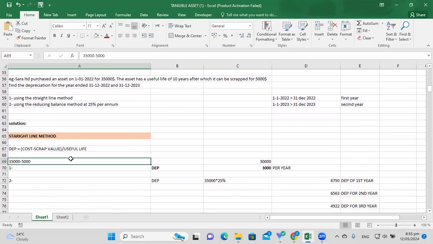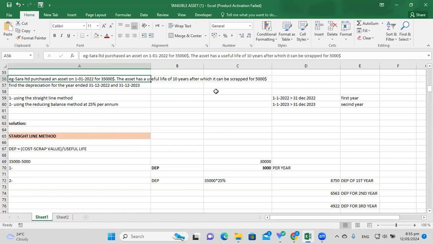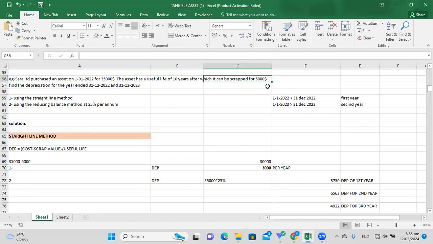First of all, what is our cost? Our cost is $35,000, given in the question. Our scrap value is $5,000, also given. So 35,000 minus 5,000 gives us 30,000. We need to divide this by the useful life, which is 10 years, so we divide 30,000 by 10. That gives us 3,000 per year. This is the depreciation: 3,000 per year.